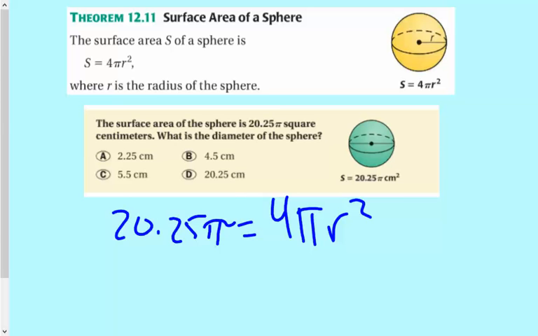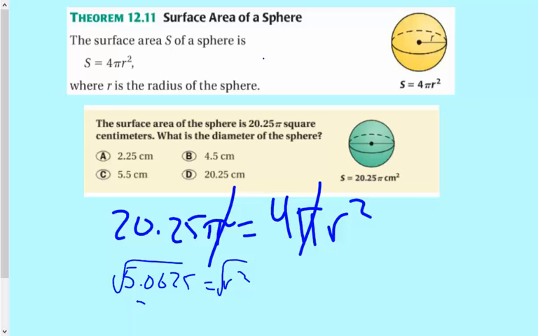So I'm going to divide by pi, those are gone, and then divide by 4. So 20.25 divided by 4 is 5.0625, and that's equal to r squared. We'll square root that answer, and that's 2.25. Then I'm going to double that to get the diameter, so 4.5 centimeters.